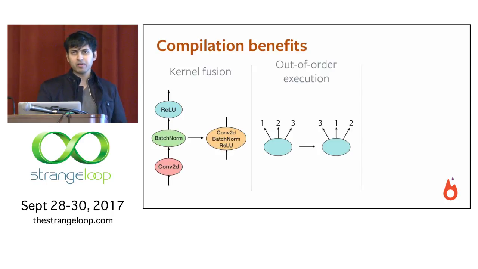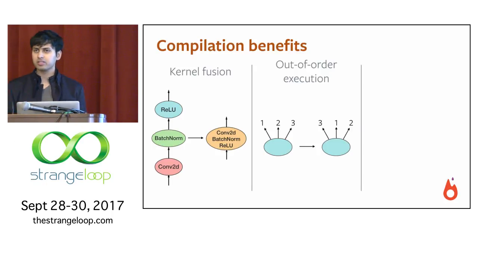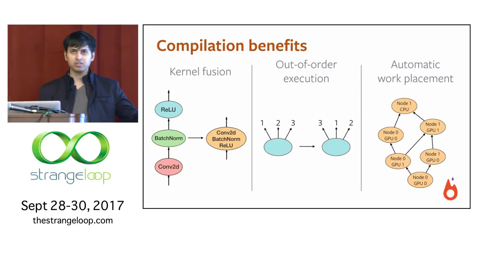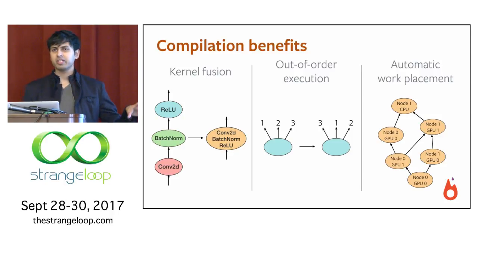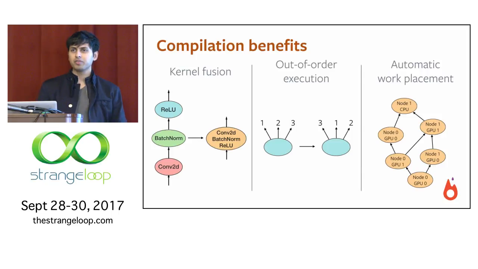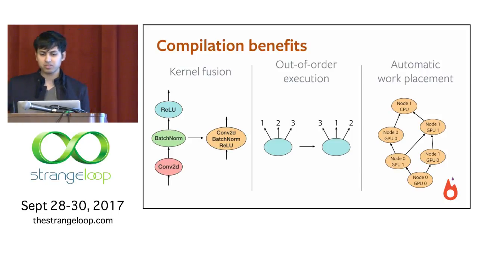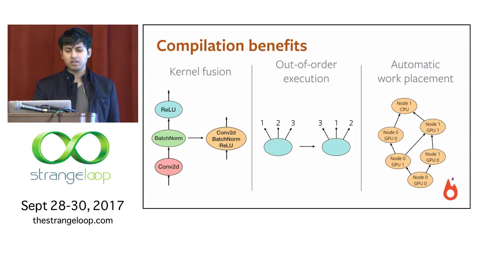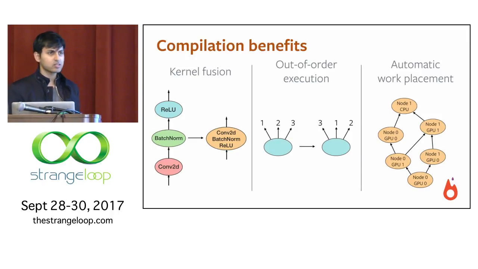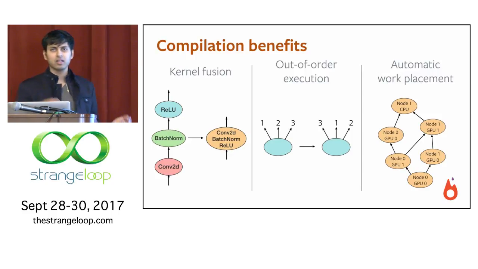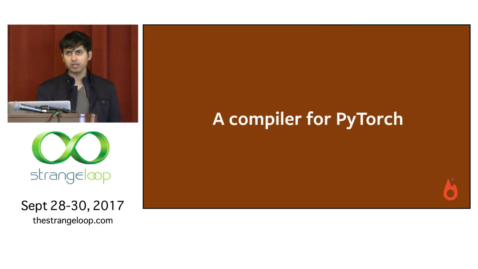And if you have a compiler, you can reorder things. You can send off one particular operation to a particular coprocessor that you have. Let's say all of your matrix multipliers can be sent to the GPU, but all of your sparse tensor operations can be sent to the CPU, because sparse operations are nicer on the CPU in general. So it's been obvious to us that we need a compiler, especially as GPUs themselves are getting faster and CPUs and main memory are not keeping up. So we built a compiler for PyTorch.